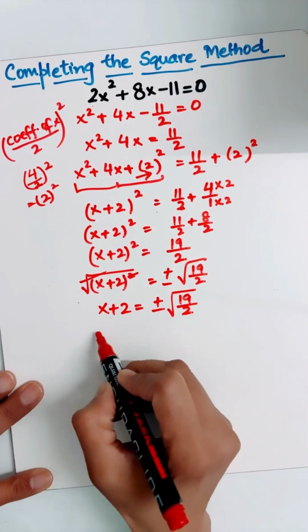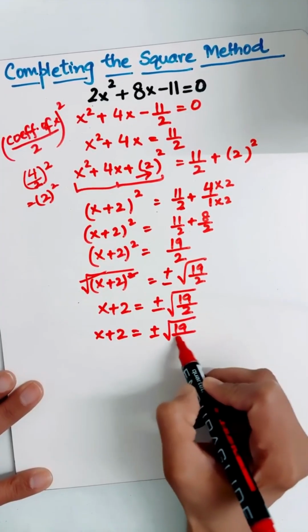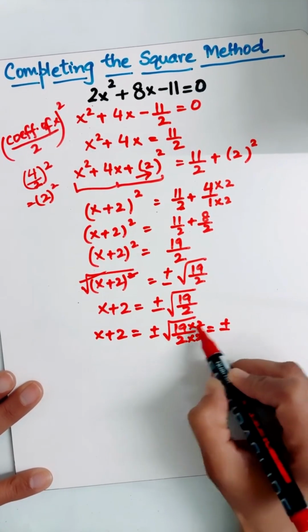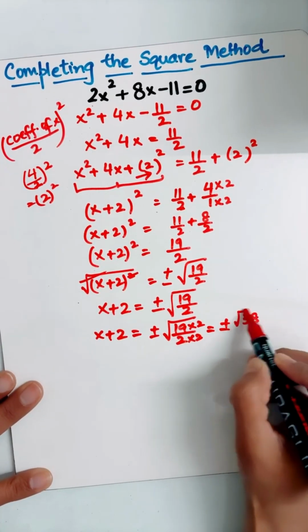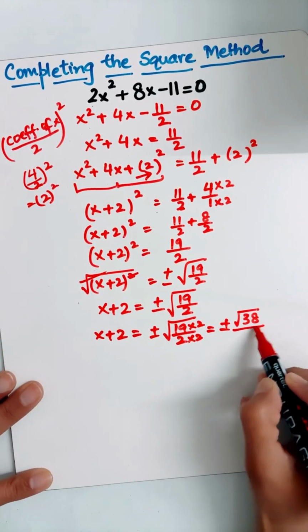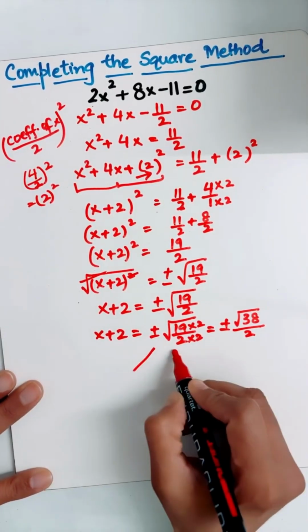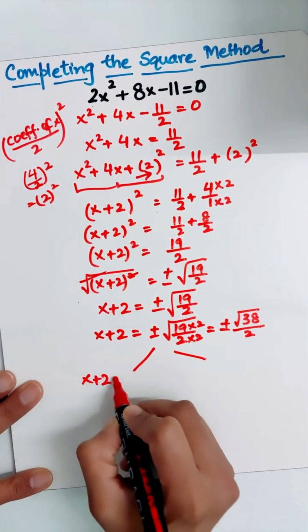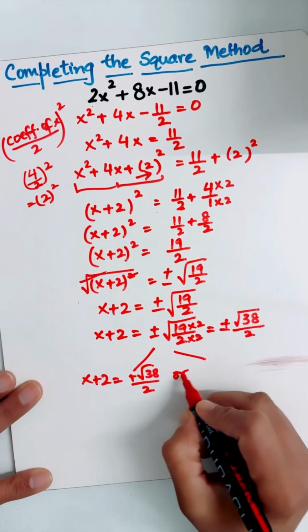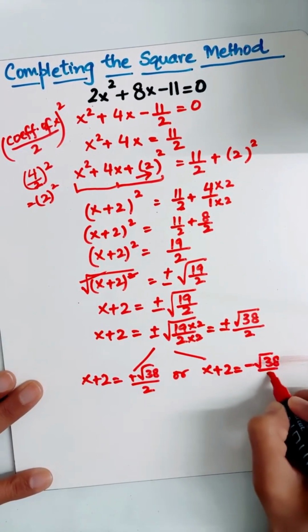So to make it rational, I will multiply the numerator and denominator by the same number. Now this will give me plus minus square root of 19 times 2, which is 38, under the square root sign. Now 2 times 2 is 4, and what is the square root of 4? That's 2. So now my denominator is rational, so all good. Now this will give me two equations. x plus 2 is equal to the plus version, plus root 38 over 2, or x plus 2 is equal to minus root 38 over 2.